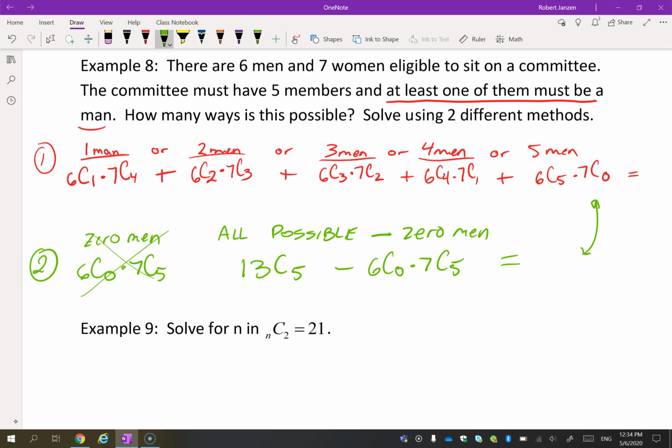Okay, so let's quickly try those. If you could take a couple of minutes to try them, see what your answer is. So this is 1287, take away 21 equals 1266. So I think those should both equal the same thing. All right, that's a common question, this idea of at least. Okay, make sure you try a couple of those.